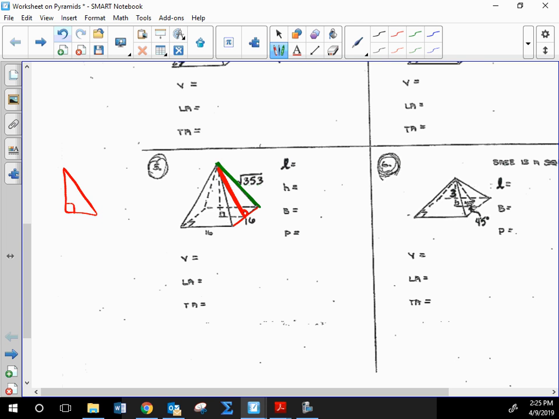Okay, so I don't know my slant height. I've got to find that. I know my base edge is root 353. How much is this guy? 4. Not 4. 8. Okay, go ahead and solve for your slant height.